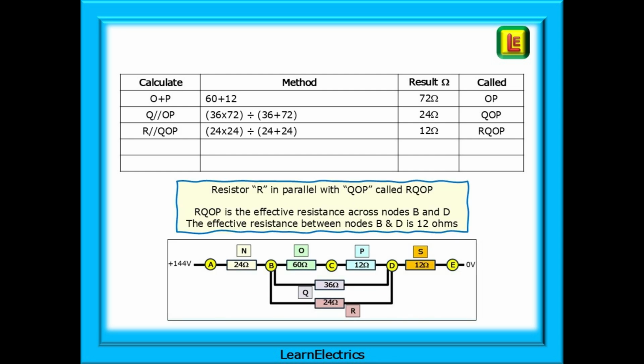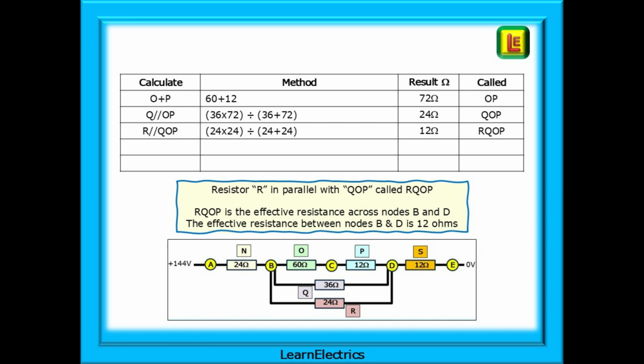We continue. Now another parallel resistor between nodes B and D, which is resistor R. So the calculation now is R in parallel with QOP. So we write R//QOP. The effective resistance of resistor R in parallel with QOP is called RQOP and is 12 ohms in value. This is an important answer because RQOP is the total effective resistance across nodes B and D.